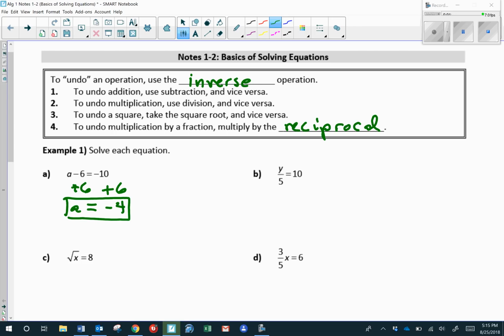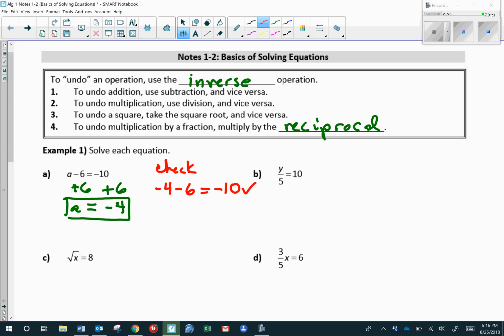We can check that in the original equation by replacing the a with negative 4 and just checking that we do get a true equation. Negative 4 minus 6 is negative 10, so that checks.